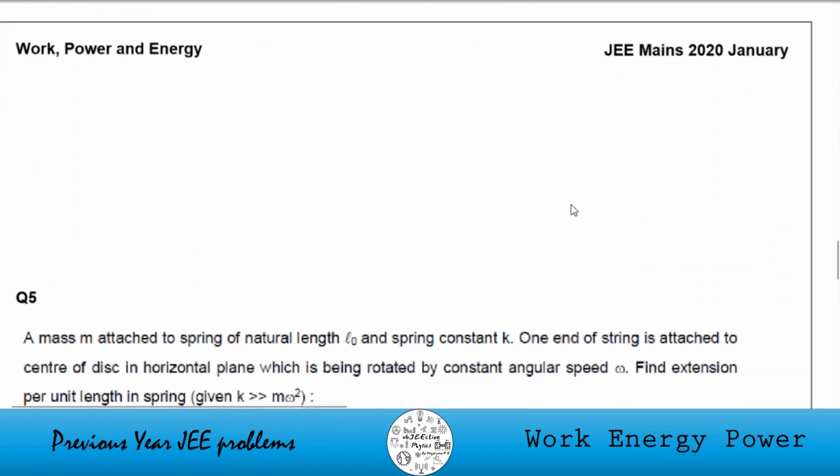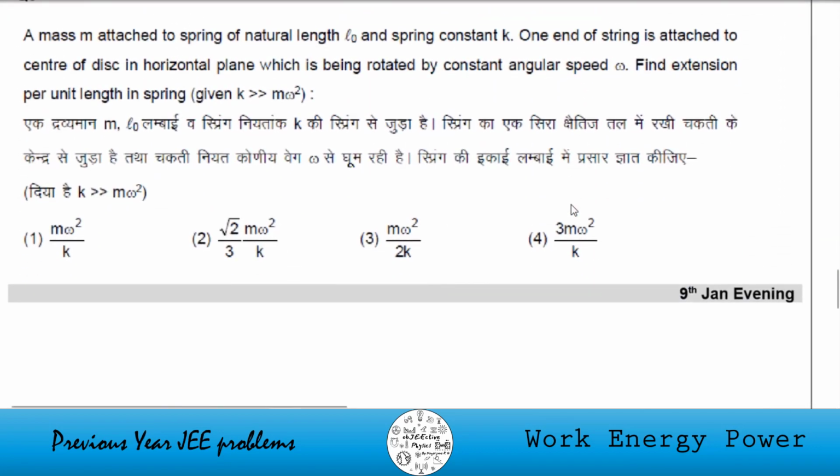Next question. Question number 5. A mass M is attached to a spring of natural length L0 and spring constant K. One end of the spring is attached to the center of a disc in a horizontal plane, which is being rotated at constant angular speed omega. Find the extension per unit length in the spring, given k is very much greater than m omega square.